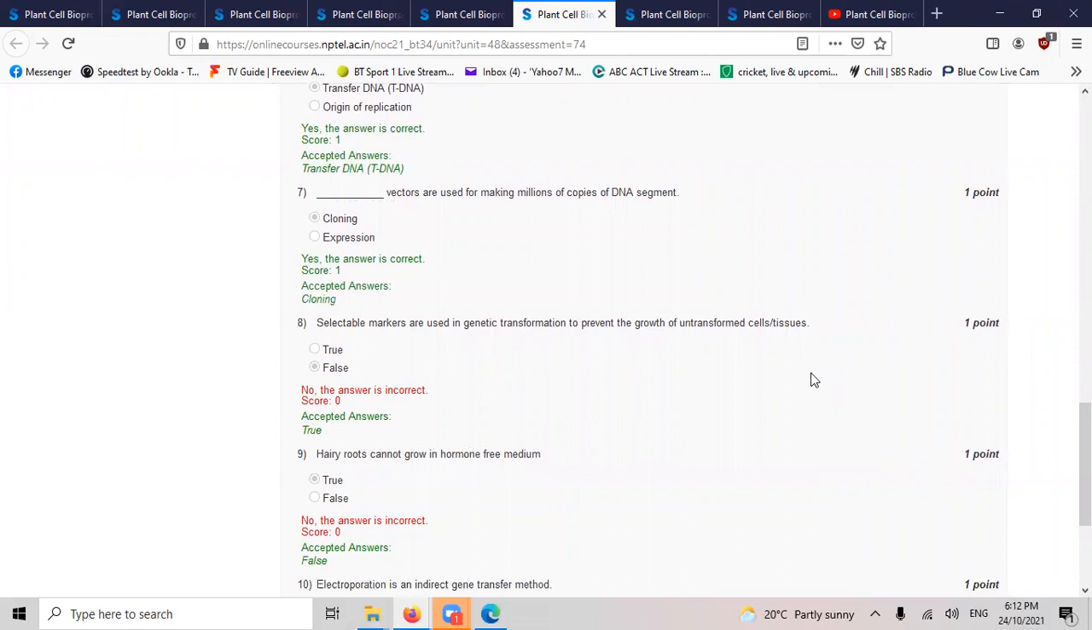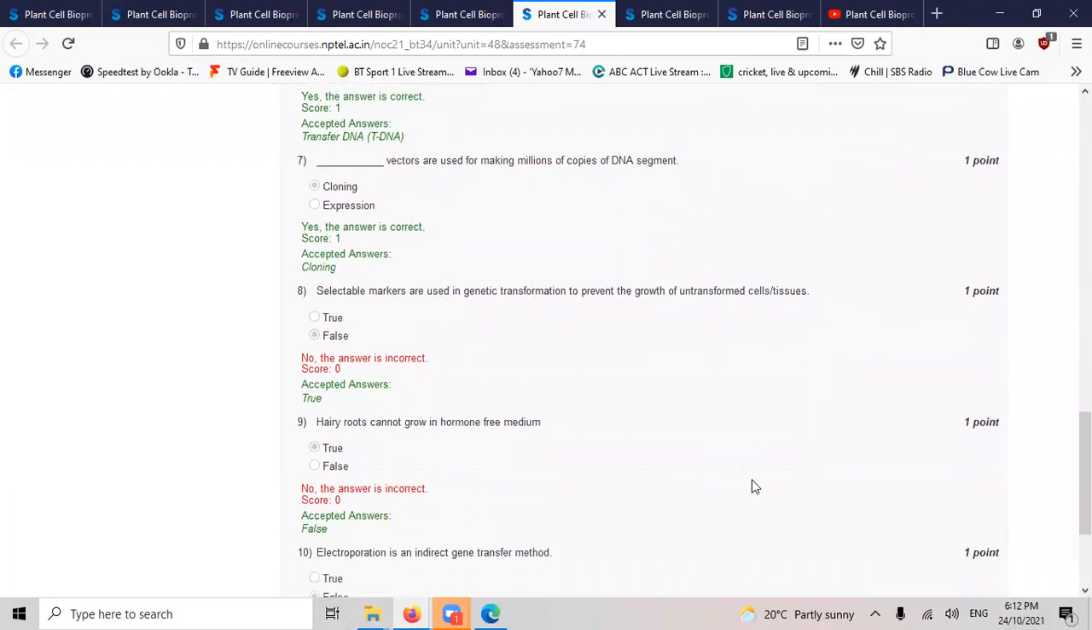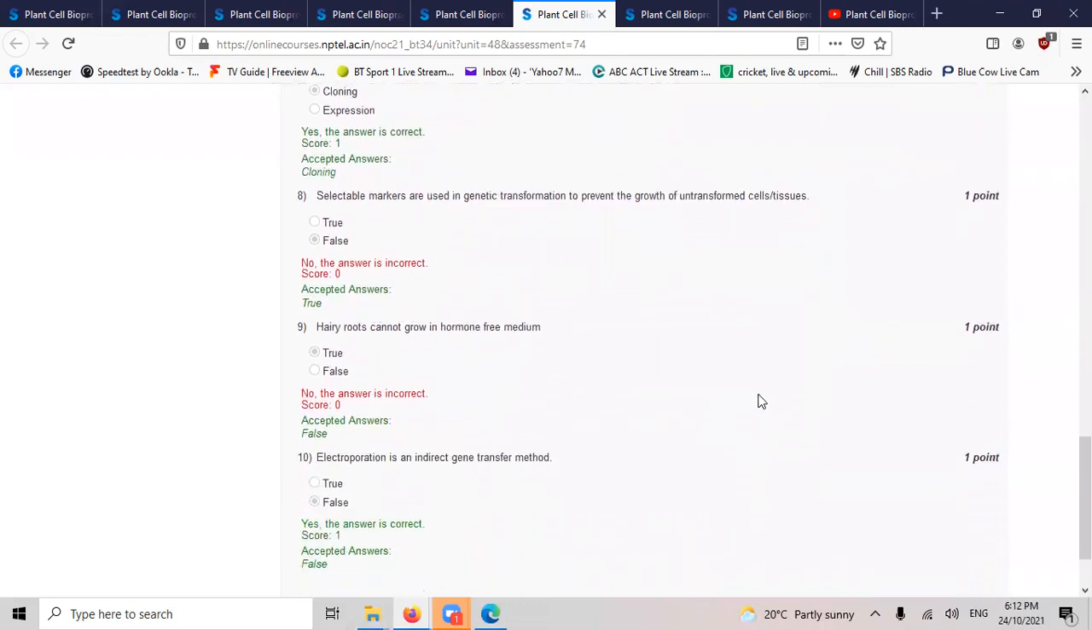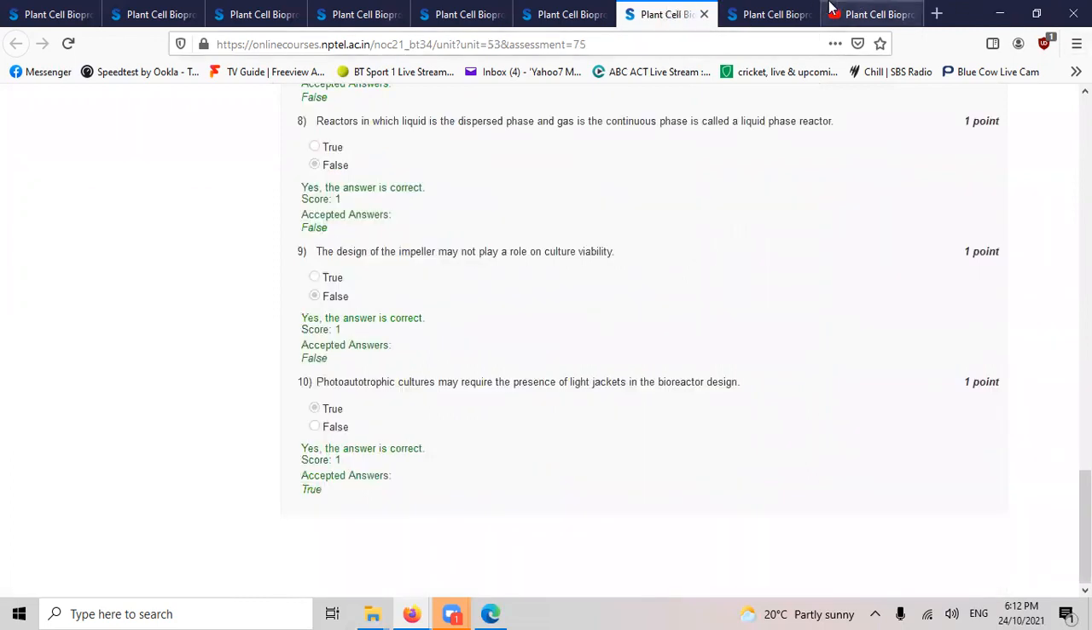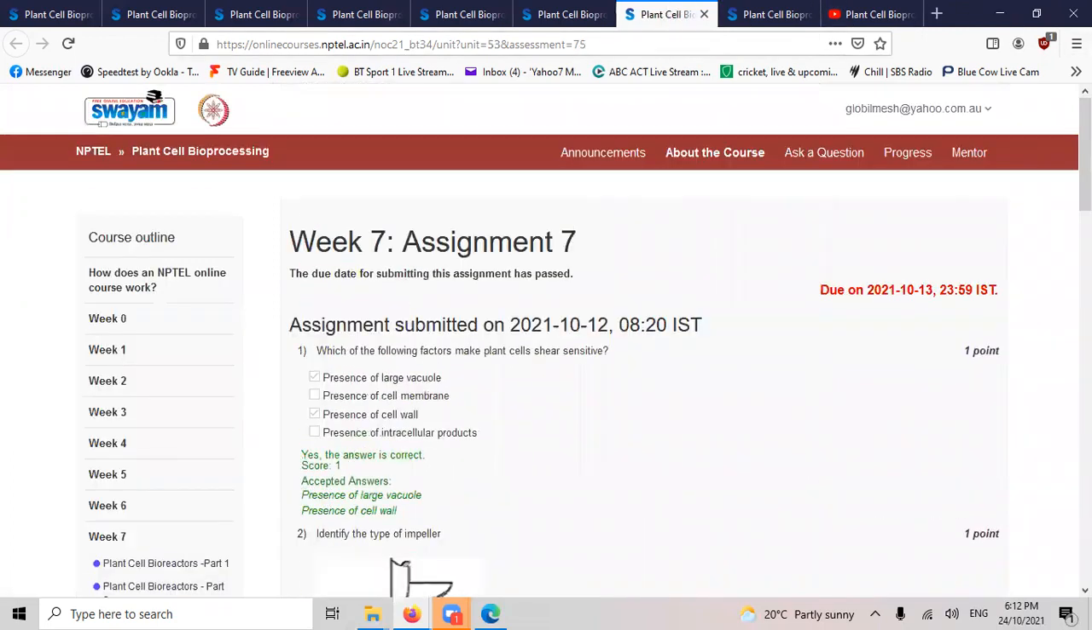Electroporation is an indirect gene transfer method. No, it's a direct transfer method. So it's false. Top 10. Week 6, woohoo, nearly finished. Oh, week 7. Holy moly.